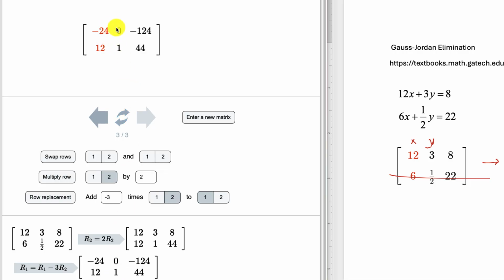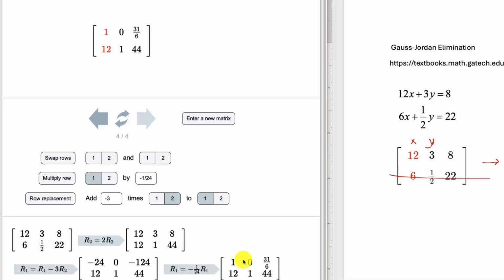So I need to make a 1 here. The only way to make a 1 here is by division or by multiplication. And here I multiply by -1/24. So multiply row 1 by -1 divided by 24. If I do that, I'll get a 1 here. I need that 1 so I can make a 0 below it. So I do the multiply. Right? 1, 1, 0. Now I need this to be 0.